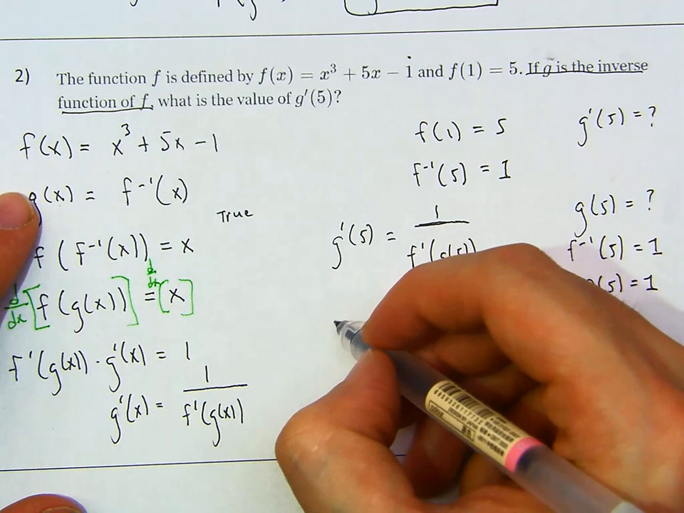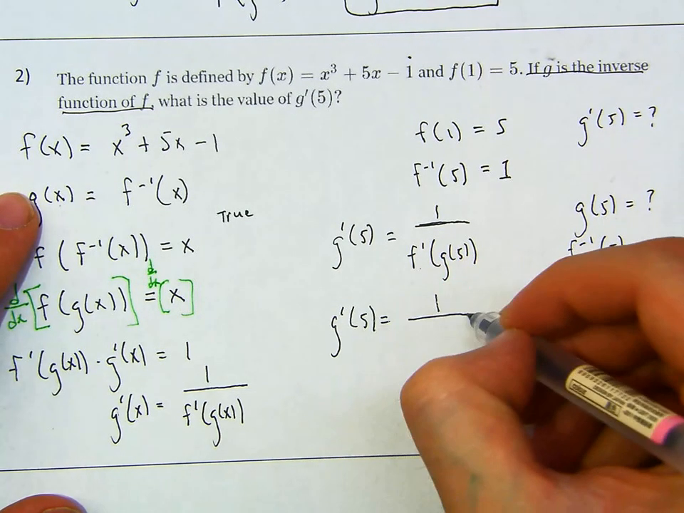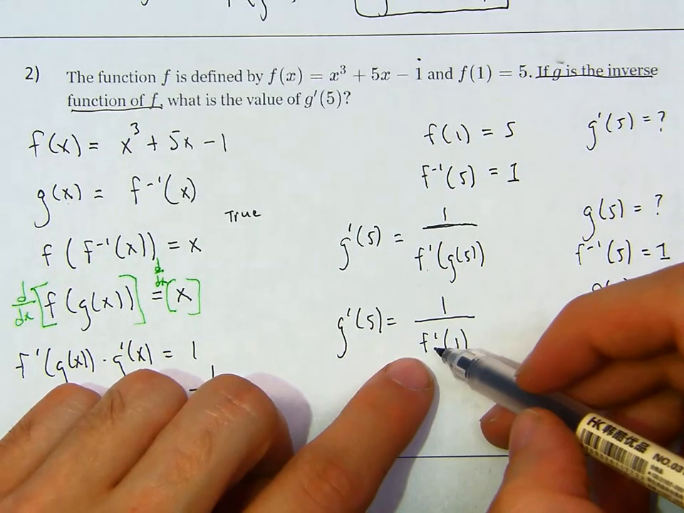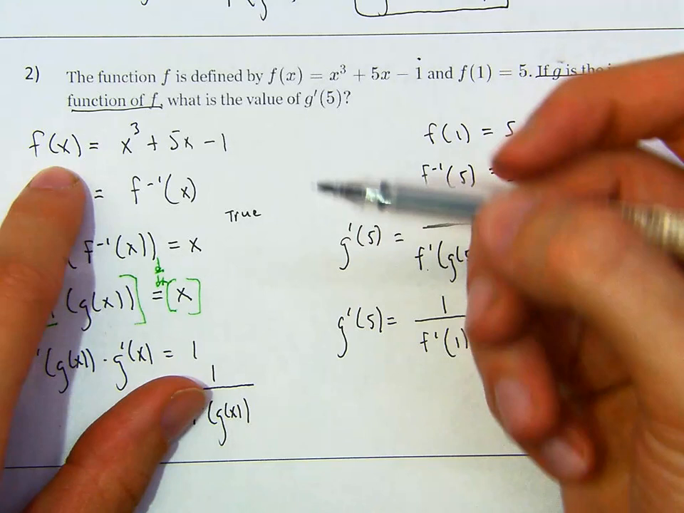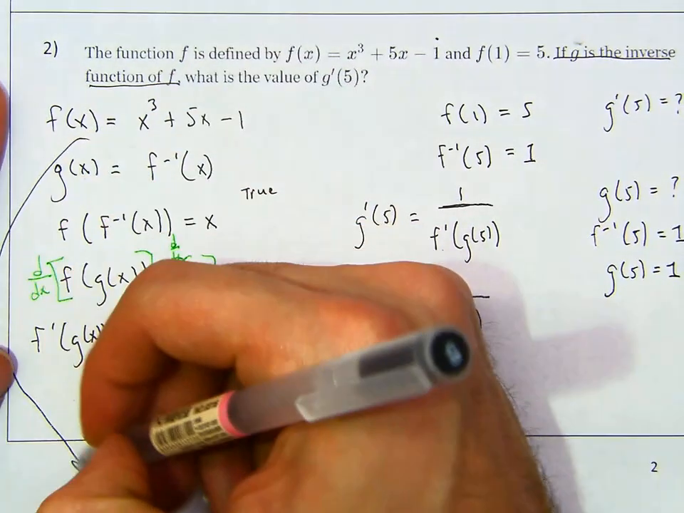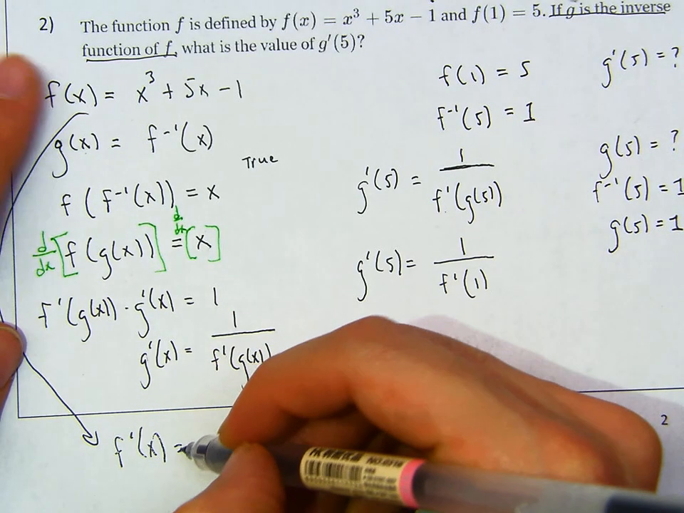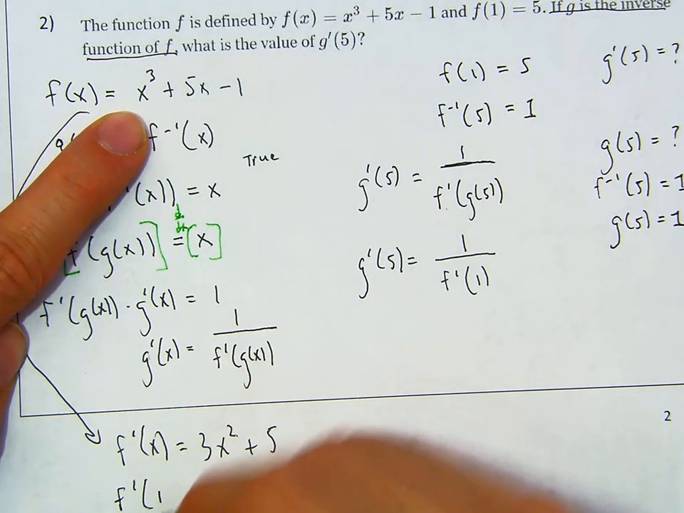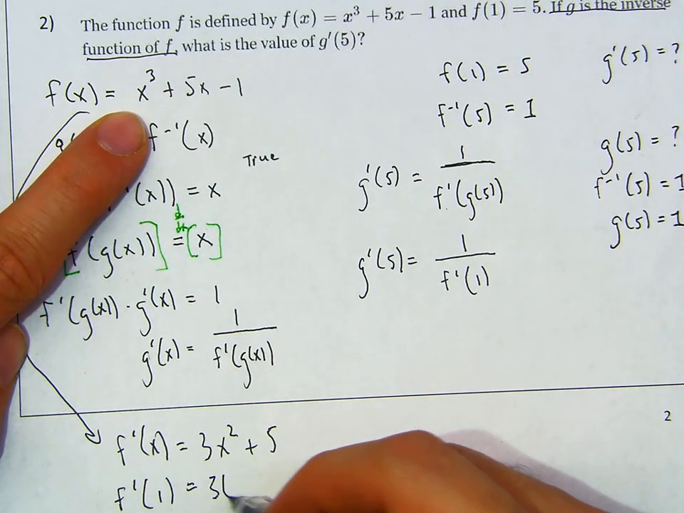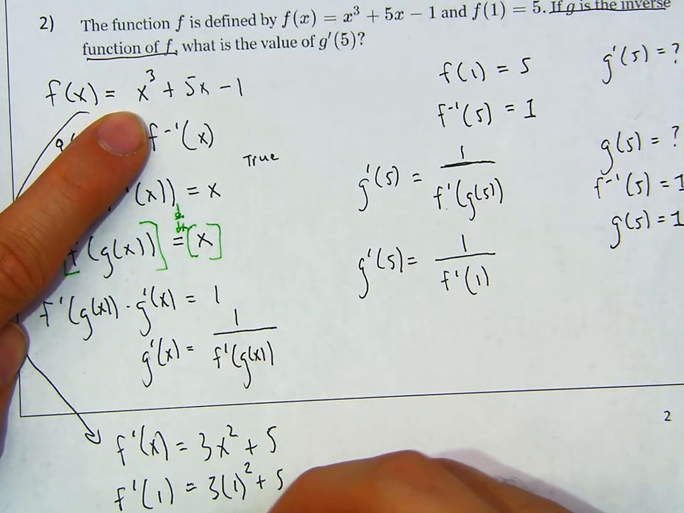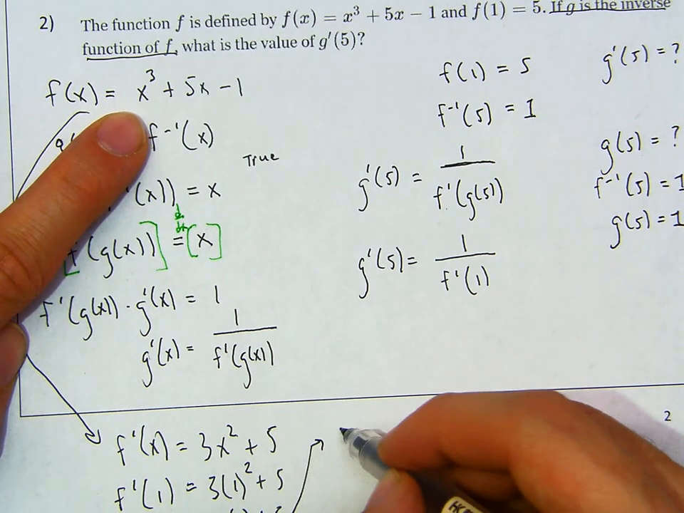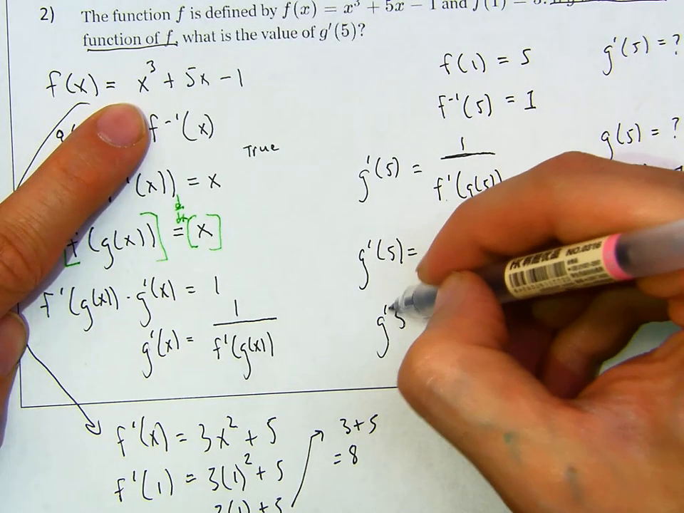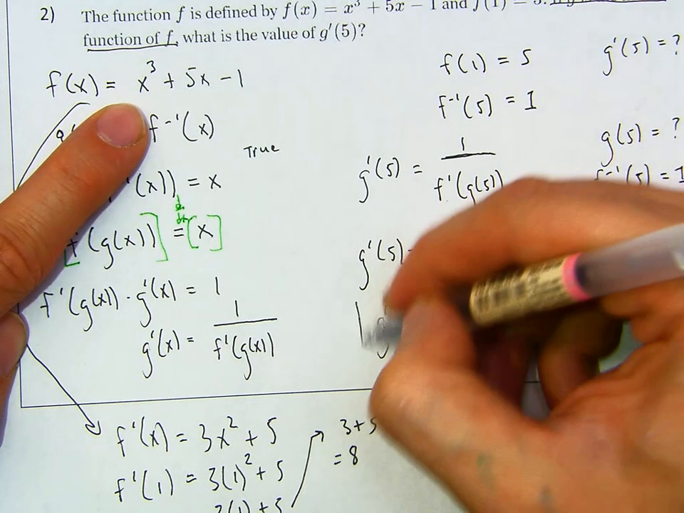Once you get to this point, you know g prime of 5 is equal to 1 over f prime of 1. Do we know what f prime is? It's easy to figure out. I'll write it over here: f prime of x is 3x squared plus 5. So what is f prime of 1? You're just plugging 1 into this, so it's 3 times 1 squared plus 5, which is 3 plus 5, which is 8. So you know g prime of 5 is equal to 1 over 8.